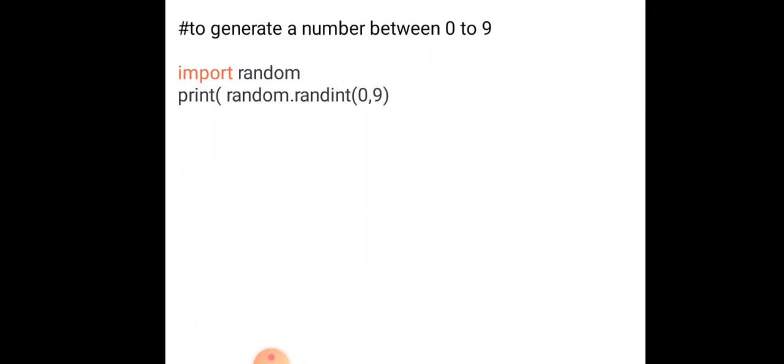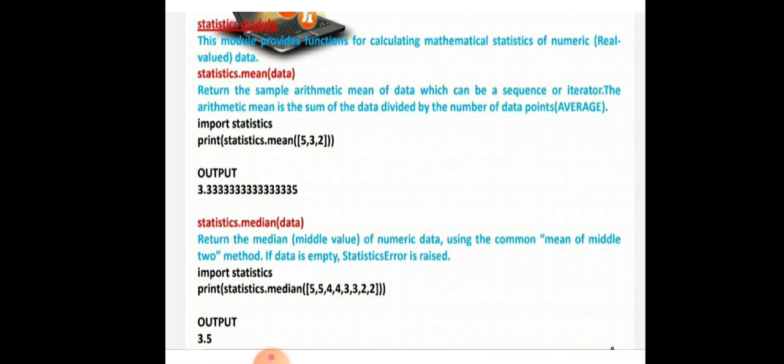Then there is the statistics module. This module provides functions for calculating mathematical statistics of numeric data, and the functions we use in the statistics module are mean, median and mode. Mean returns the simple arithmetic mean of data which can be a sequence or iterator. The arithmetic mean is the sum of data divided by the number of data points, or the average. For this, import statistics then use mean. Suppose this is a list, and we want to find its mean, then we give that list as an argument.